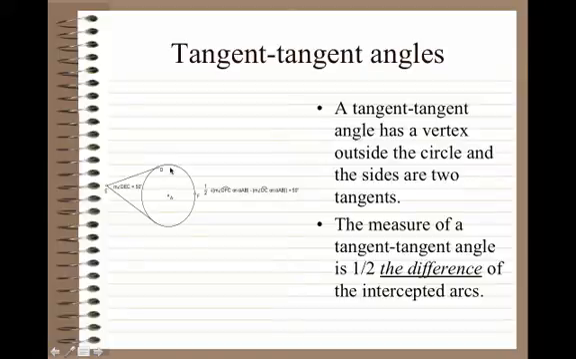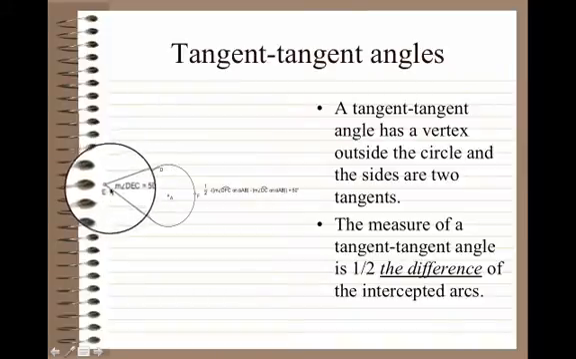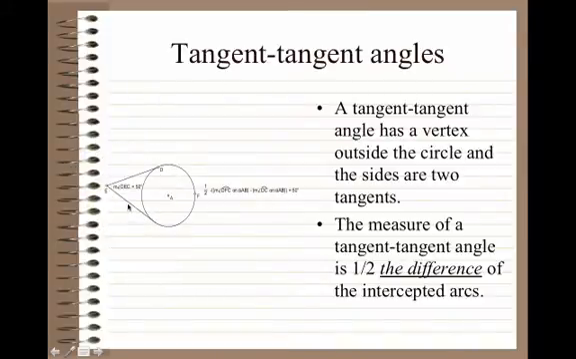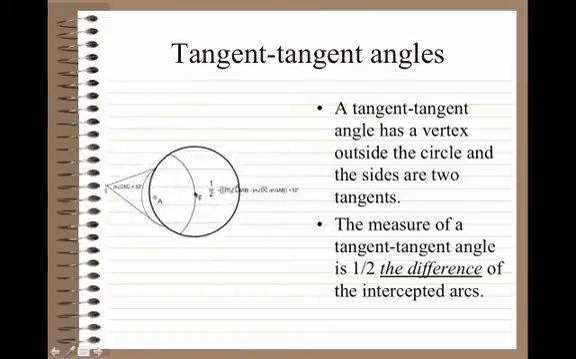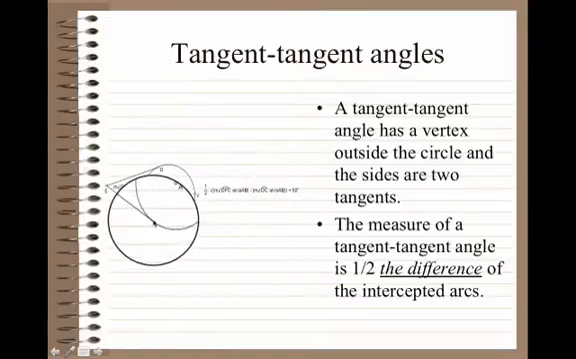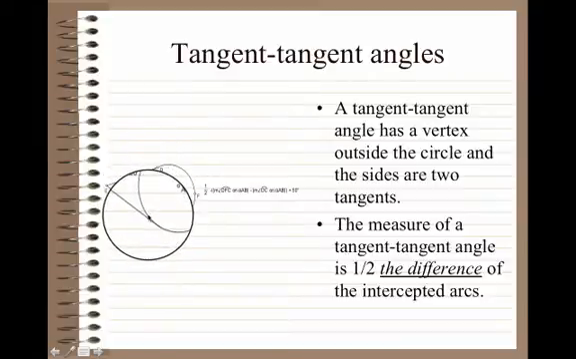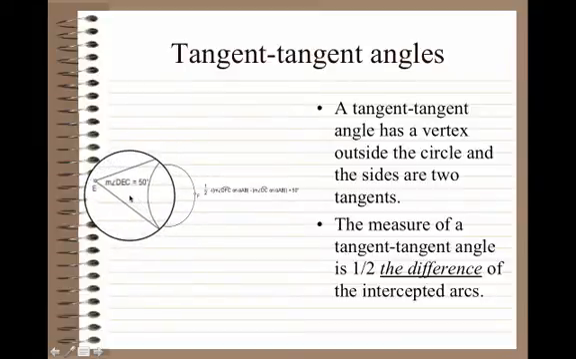Okay, finally, there are tangent-tangent angles. And we learned about the importance of two tangents meeting outside a circle, how the lengths of the two tangents are congruent. To find the measure of their angles, we will take the difference of the major arc here minus the minor arc, and we'll take half of that.